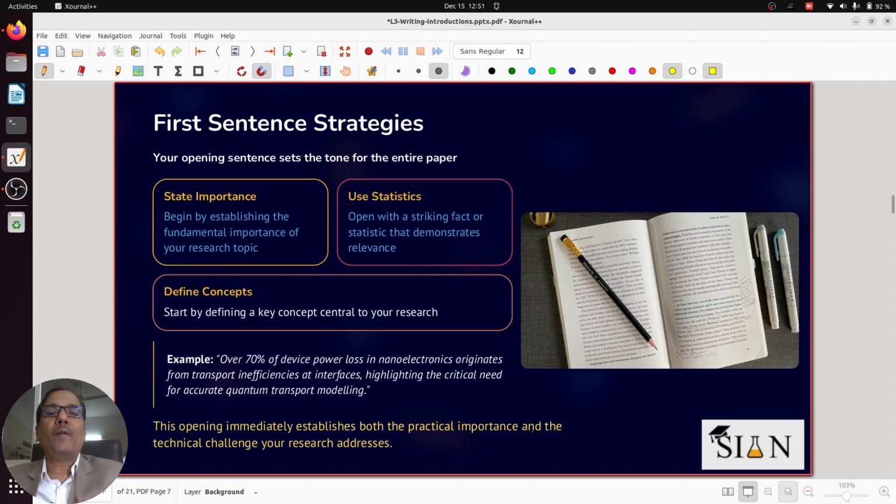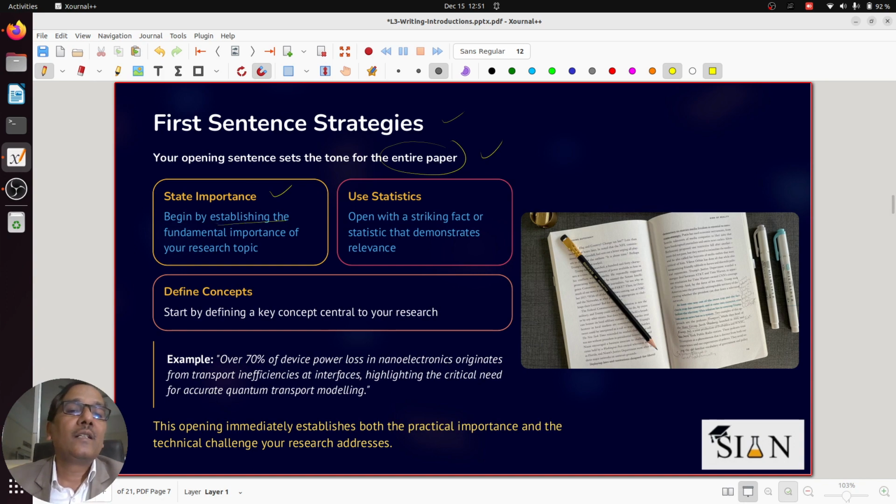Now, how will we begin? That is the first sentence strategies. Your opening sentence sets the tone for the entire paper. So what will that be? Let's begin: state importance. We will begin with the importance of our work.